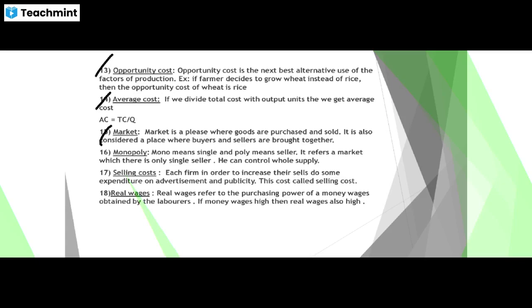And 15th one is market. In general meaning, market is a place where goods are purchased and sold. It is considered a place where buyers and sellers are brought together. So the place where we can see buyers and sellers, and where goods are purchased and sold, is called a market. So there are a total of 30 very important questions in first year.